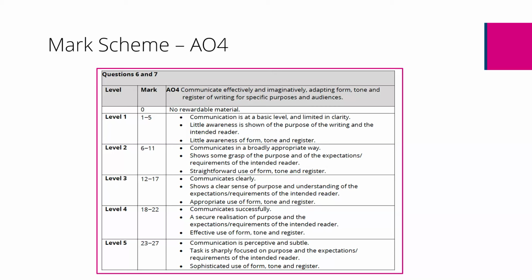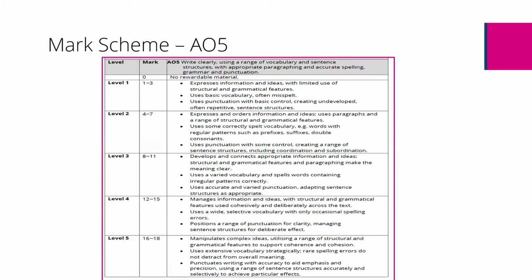Level 2, some grasp. Level 3, clear sense. Level 4, secure realization, meeting, obviously, the requirements of the reader. Level 5, sharply focused. And then in terms of form, tone, and register: level 1, little awareness; level 2, straightforward; level 3, appropriate; level 4, effective; and level 5, sophisticated. So that's the communication assessment objective.